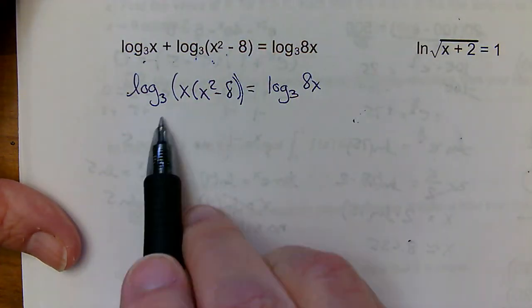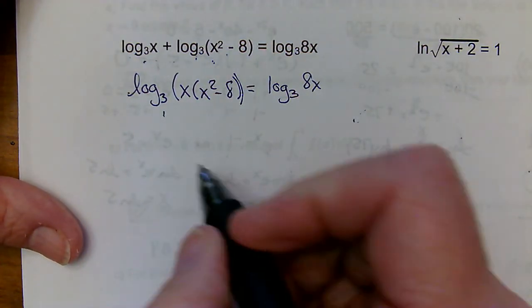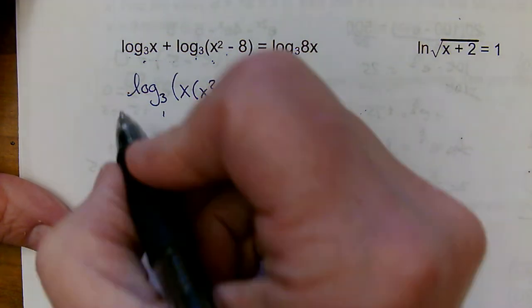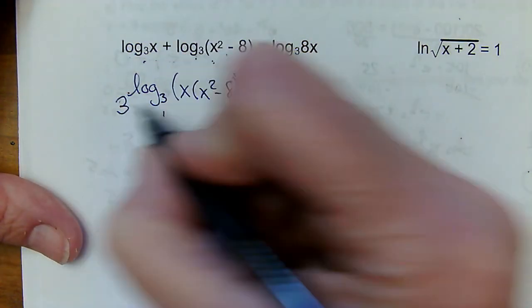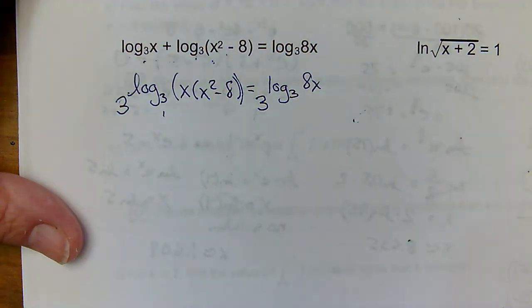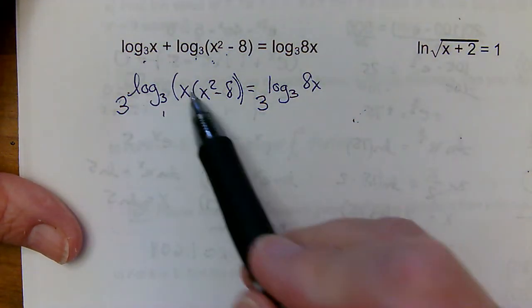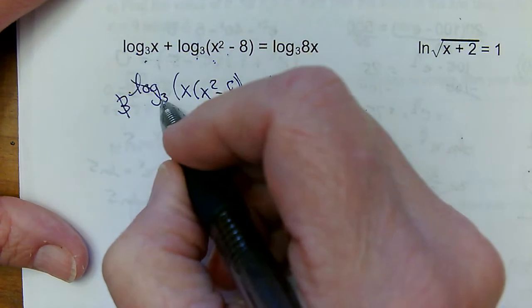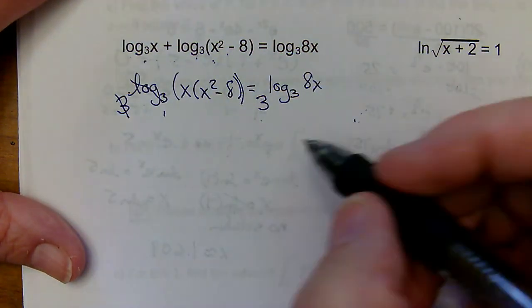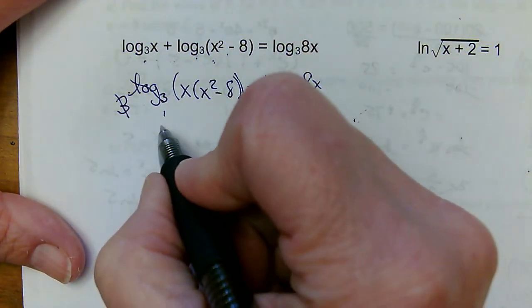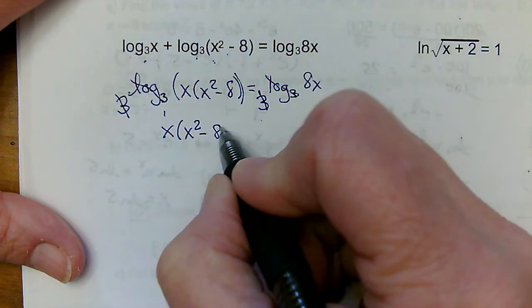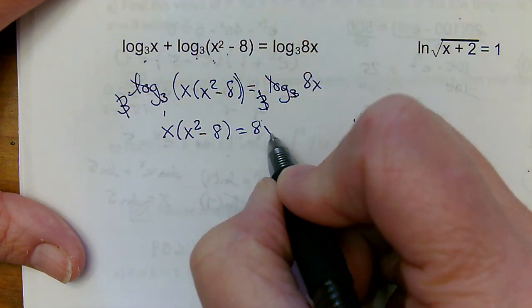So now, since this is a log base 3, I'm going to exponentiate on a base of 3. I saved myself a little writing by just putting a 3 down here below, so it's like 3 to this side equals 3 to that side. And the 3 and the log base 3's cancel out on both sides, and that leaves us with x times x squared minus 8 equals 8x.